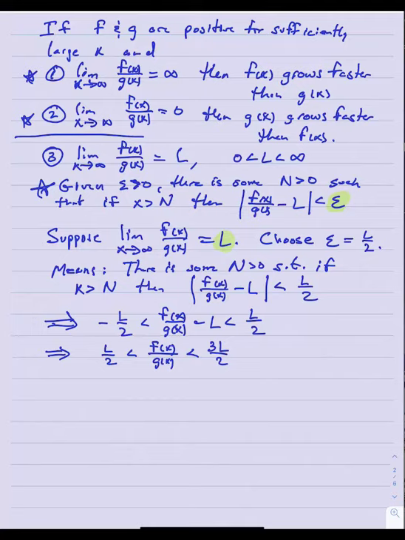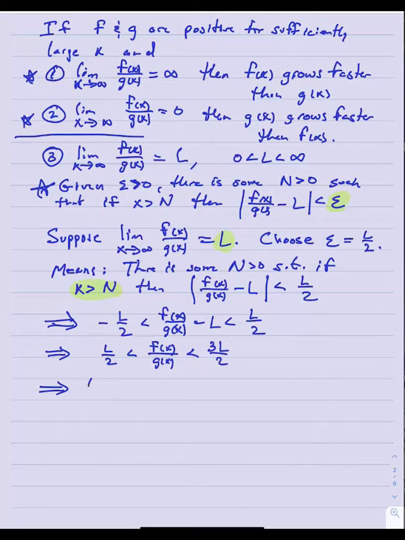For sufficiently large x, we know that f and g are both positive. So let's assume that we are sufficiently large for that. If this n is not sufficiently large enough for f and g to both be positive, we'll just keep going even further until we finally hit a point where f and g are both positive for all values after that. So let's assume we've found an n that does both of those things.